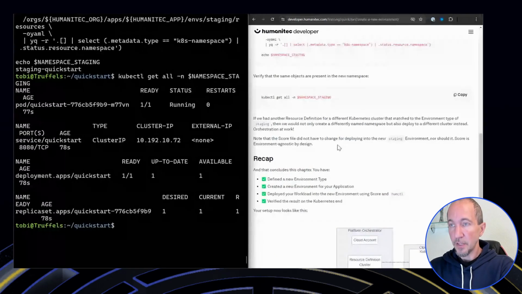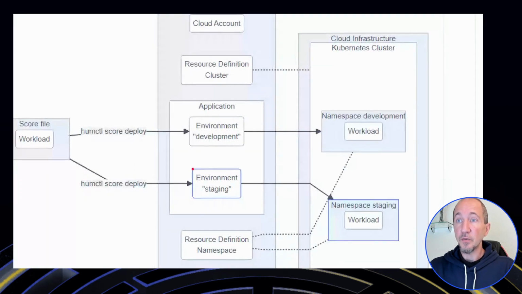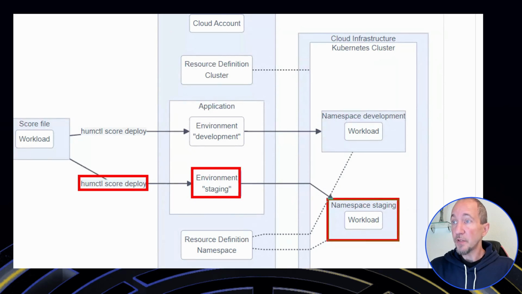Great, and that already concludes this chapter. So we added something new again. We added a new environment called staging to our application. We performed another humctl score deploy using the same score file, and that made the Platform Orchestrator again pick the same cluster, but create a new namespace using the naming pattern that we also defined, and deploy our workload and the service onto it.